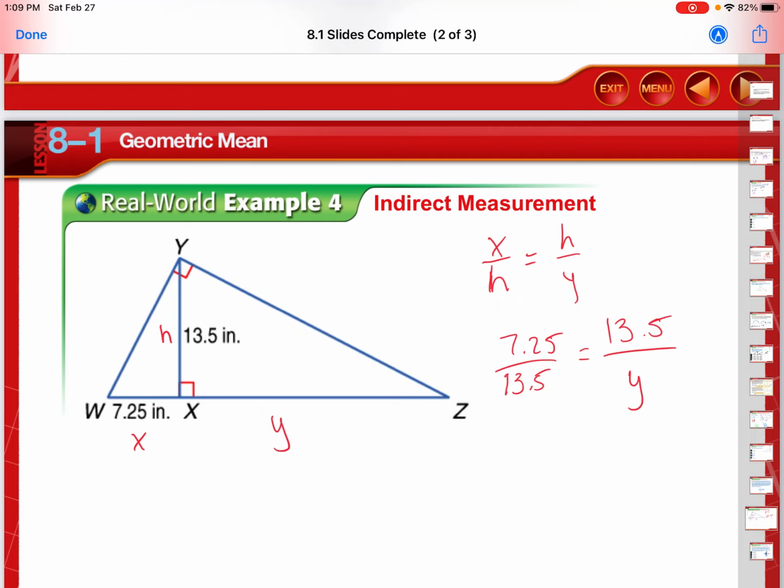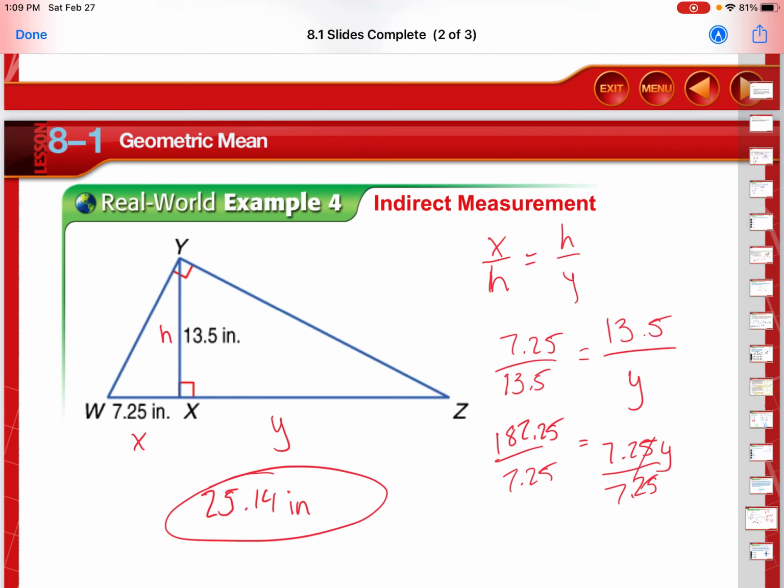Then we'll have to solve for y. So we'll have to cross multiply and then solve. On our right side, we'll have 7.25 y equals 13.5 squared, or 13.5 times 13.5, which would be 182.25. Then we have to divide by 7.25 on both sides, which would leave us with 25.14 inches.